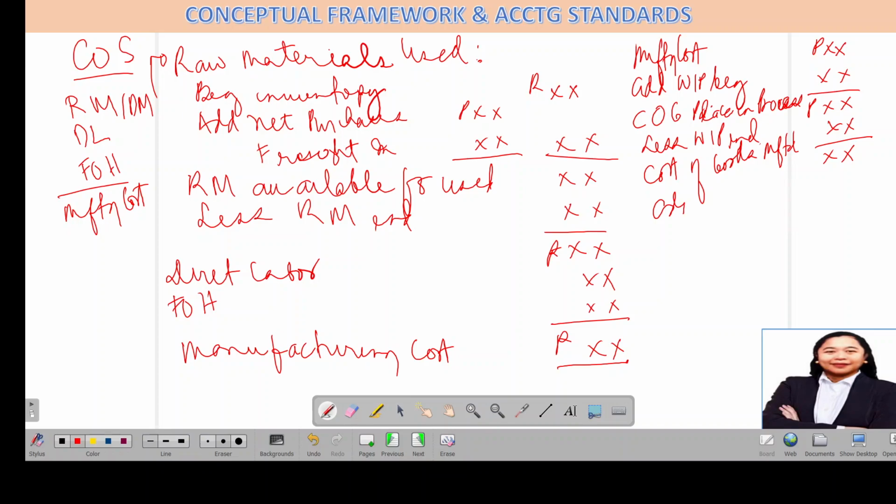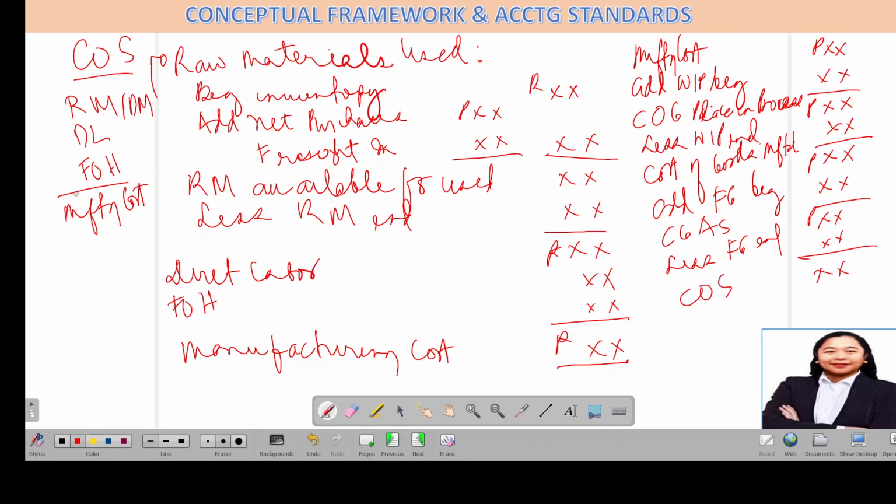And then you're going to add finished goods beginning. That would be cost of goods available for sale. Familiar? Yes. And then you're going to less finished goods end. And that would be your cost of sale. So, sa manufacturing cost pala, add, deduct, work in process. You will have cost of goods manufactured. Then add, deduct, finished goods. You're going to have cost of sale.